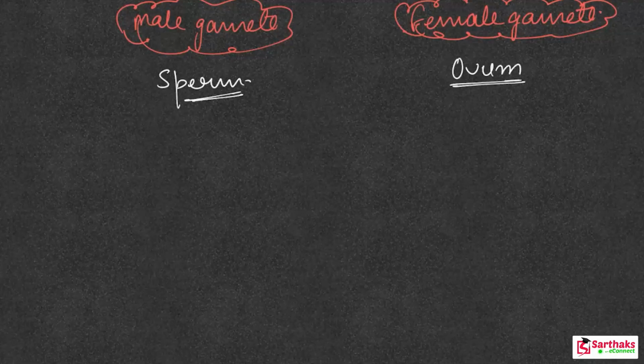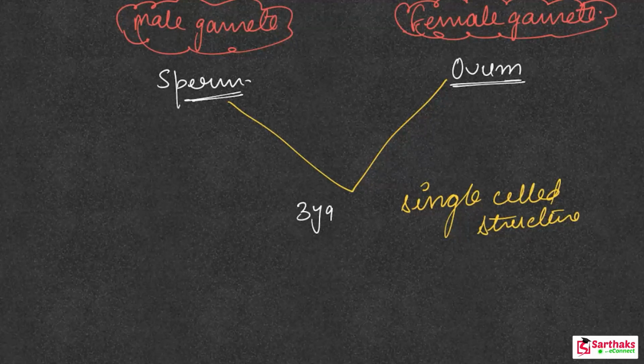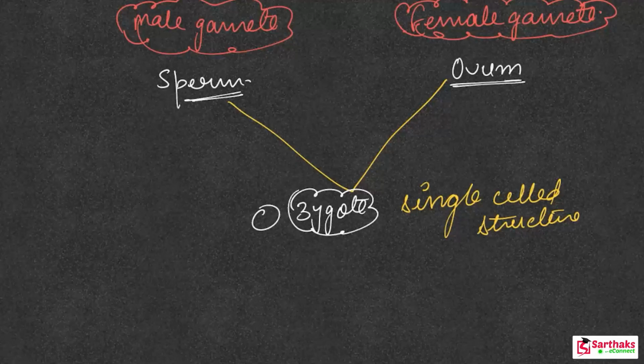When there is a fusion of this male gamete and female gamete, it leads to the formation of a single cell structure. What name is given to this single cell structure? This single cell structure is known as the zygote. Clear? And this zygote further grows and develops to form a new baby.